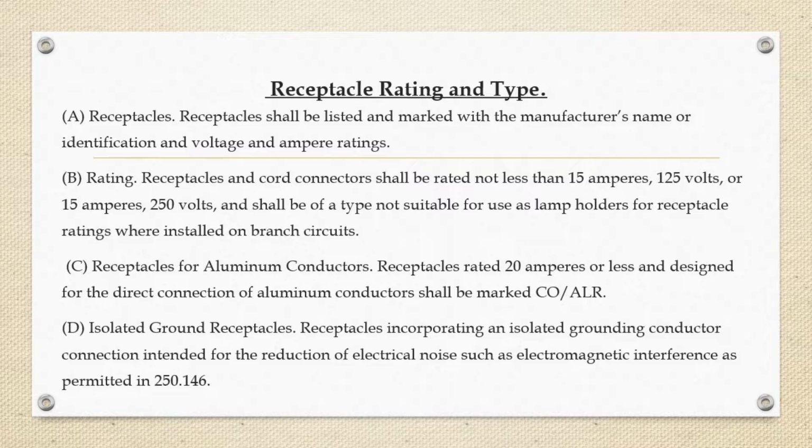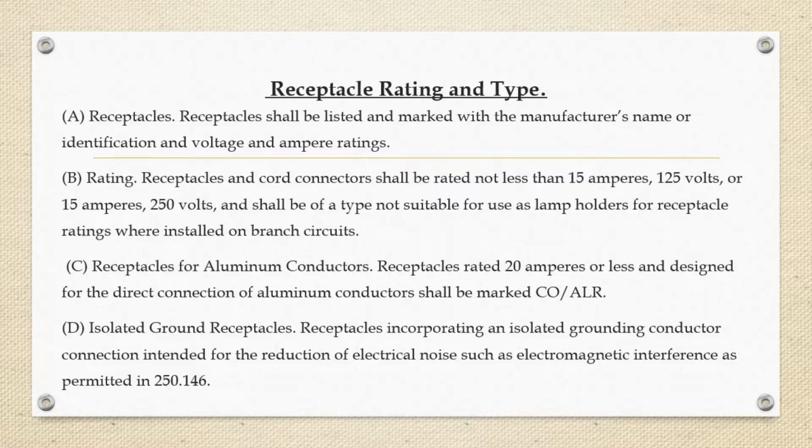Receptacle rating and type. A. Receptacles. Receptacles shall be listed and marked with the manufacturer's name or identification, and voltage and ampere ratings. B. Rating. Receptacles and cord connectors shall be rated not less than 15 amperes, 125 volts, or 15 amperes, 250 volts, and shall be of a type not suitable for use as lampholders for receptacle ratings where installed on branch circuits.